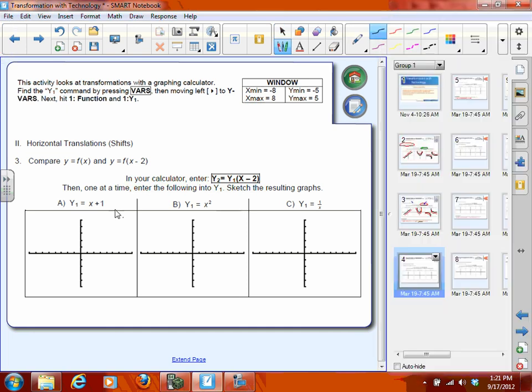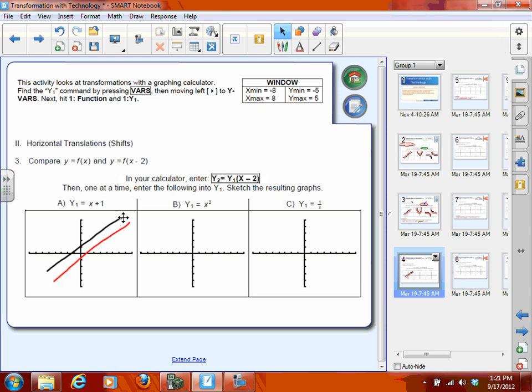All right, so we've got the original parent function. Then we got the next one there, which is the one that looks like this. Go ahead and do B and C for me so we can take a look at their graph before we say anything.